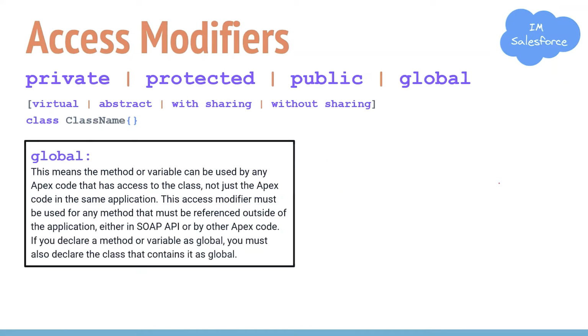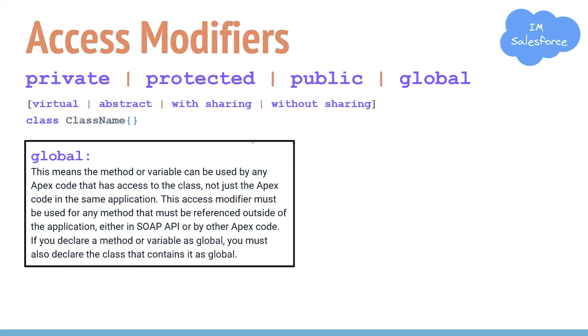Then moving ahead, we have global. This means the method or variable can be used by any Apex code that has access to the class, not just the Apex code in the same application. It can be used in a different application. This access modifier must be used for any method that must be referenced outside of the application, either in SOAP API or by other Apex code. If you declare a method or variable as global, you must also declare the class that contains it as global.